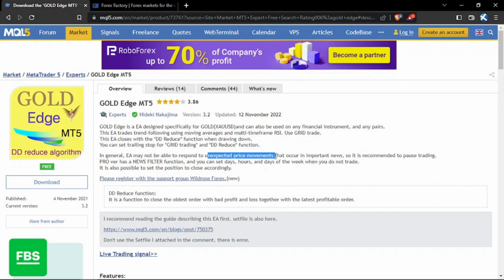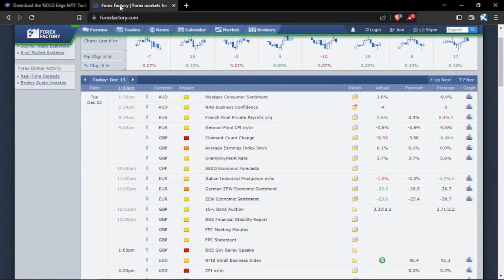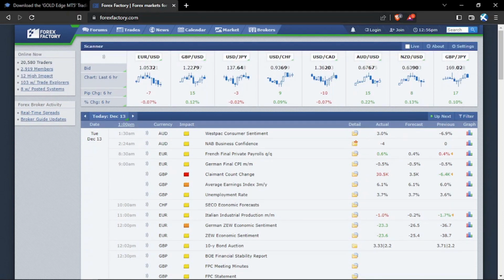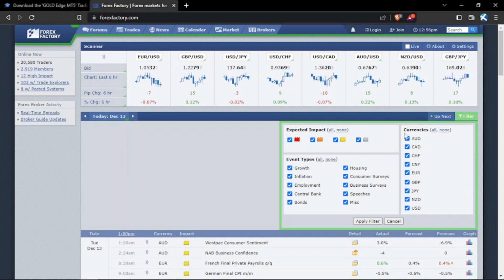In general, the EA may not respond well to important news events, so it is important to pause trading. So it is important to know what news events to pause for and how to implement this into your strategy. If you take a closer look at Forex Factory, you're able to filter according to news event intensity or impact, and according to the specific currency that you are trading.